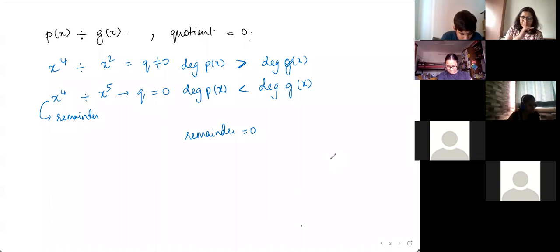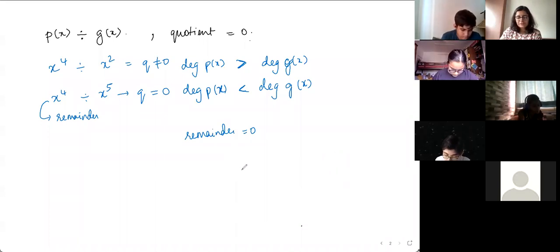Okay, next question. On dividing x cubed minus 3x squared plus x plus 2 by another polynomial g of x, quotient and remainder were x minus 2 and minus 2x plus 4. Find g of x.